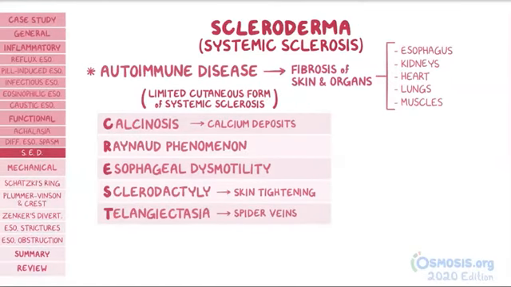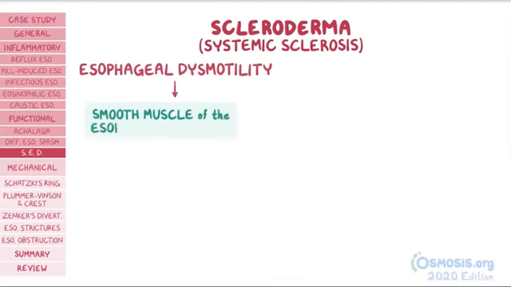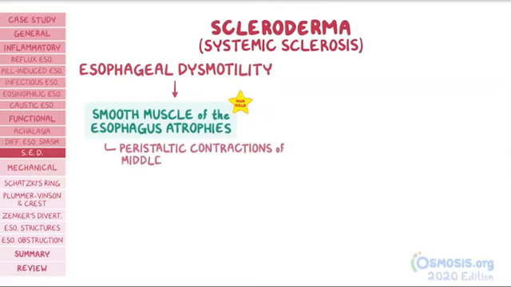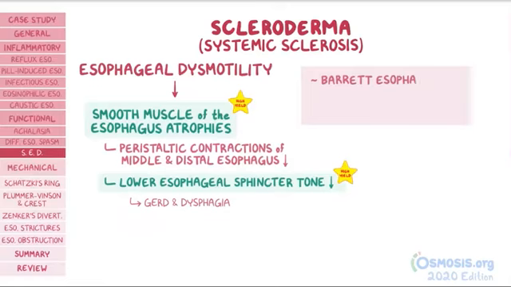For your exam, you have to know that in sclerodermal esophageal dysmotility, the smooth muscle in the esophagus atrophies, and as a result, peristaltic contractions in the mid and distal esophagus become ineffective or totally absent. In addition, the lower esophageal sphincter tone is lower than normal, which can lead to gastroesophageal reflux disease and dysphagia. So these individuals can also present with Barrett esophagus, esophageal strictures, or aspiration.